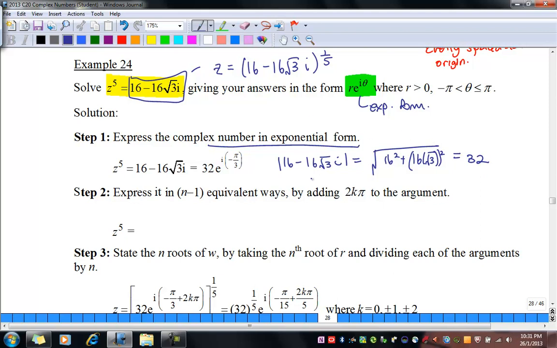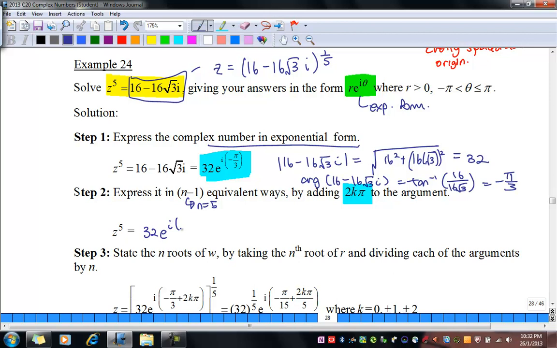On the other hand, I can find the argument of this complex number to be equal to tan inverse of 16 over 16 root 3, which I can find to be negative pi over 3 radians. And therefore, expressed in exponential form, my complex number is as such. Now the next step is to keep adding 2k pi to the argument to obtain it in n, and in this case n equals 5, different ways. So I'm going to change only the argument. It is going to be negative pi over 3 plus 2k pi.